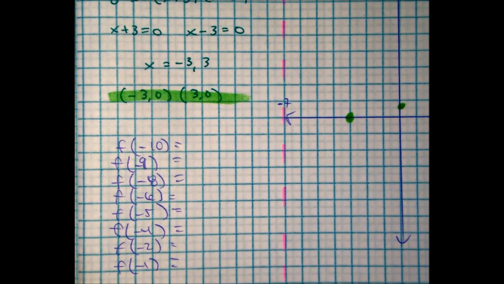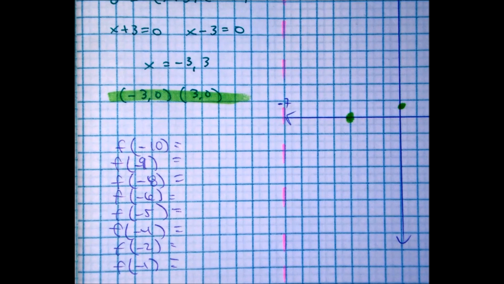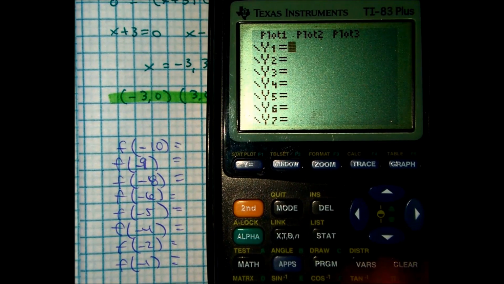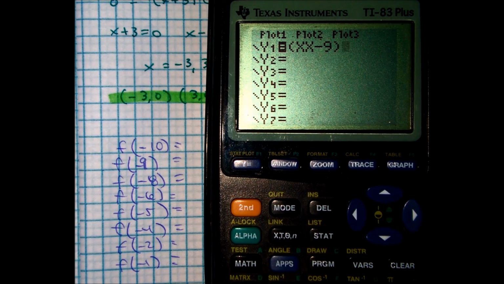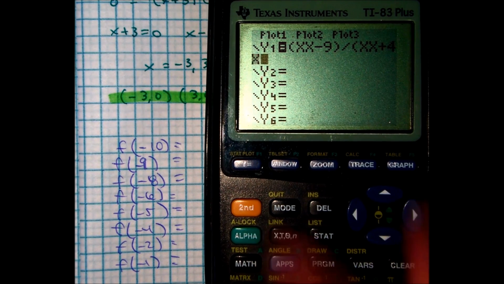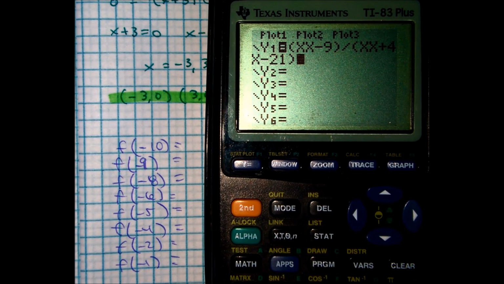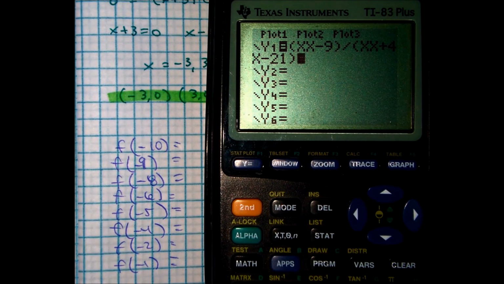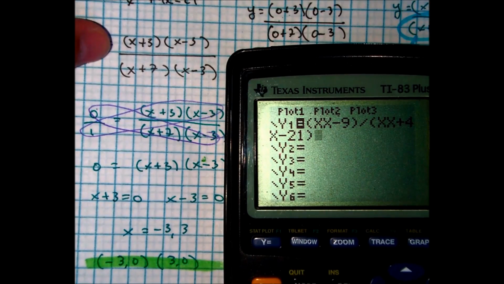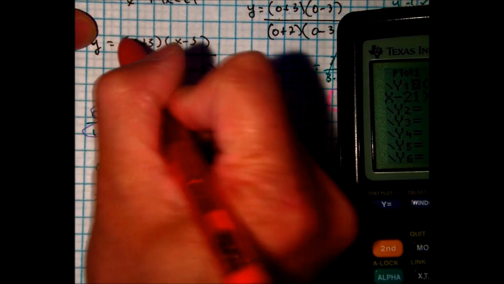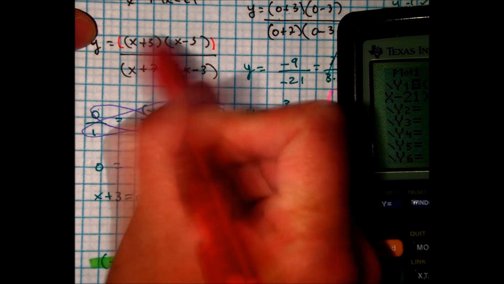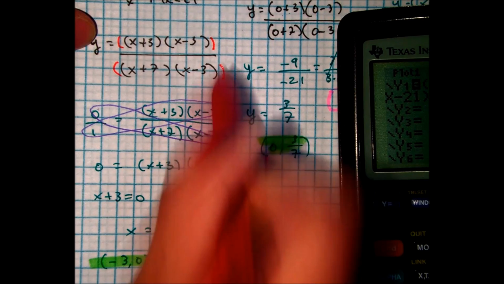Punch into our calculator. Remember, when you put it into your calculator, you can do the original rational function, or you can do the factored form. Does not matter. I'll just do the original. X squared minus 9 divided by x squared plus 4x minus 21. Now I do want to note, if you do put in the factored form, you're going to need an extra set of parentheses. So in my red pen here, if you were putting in the factored form, make sure you're putting an extra set of parentheses.